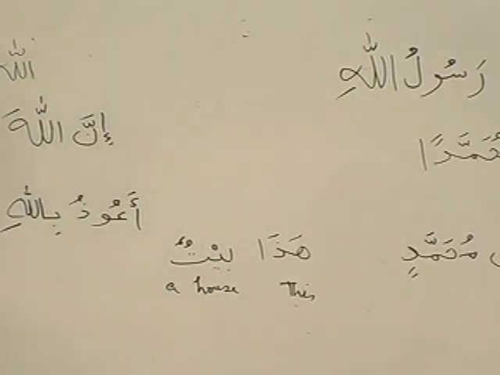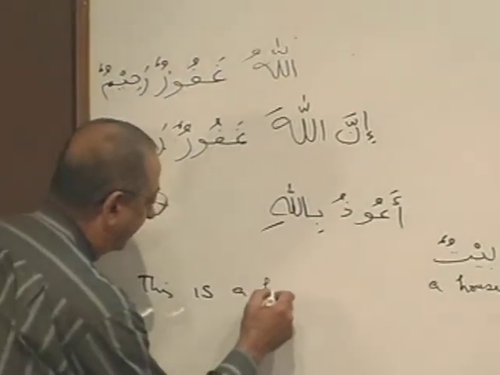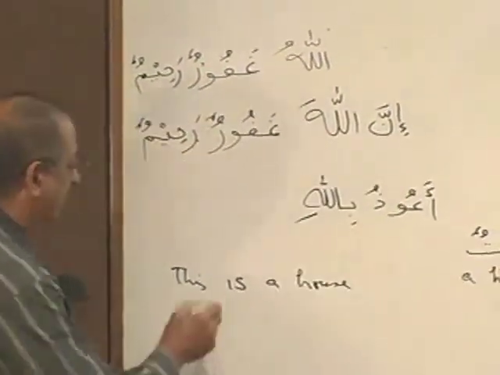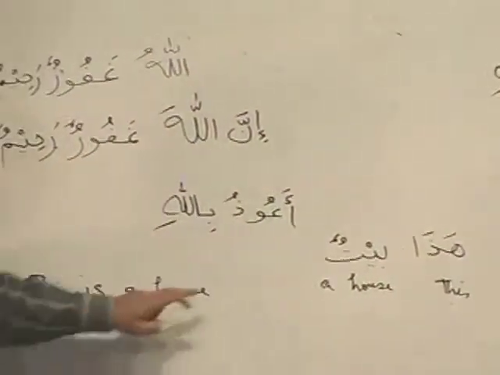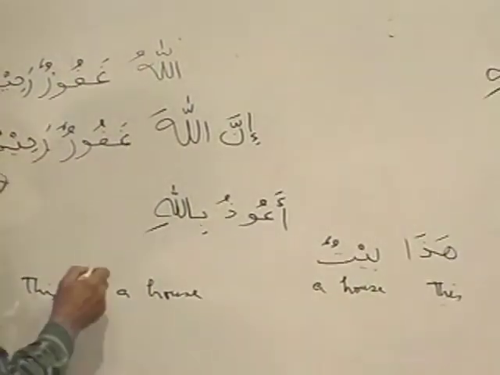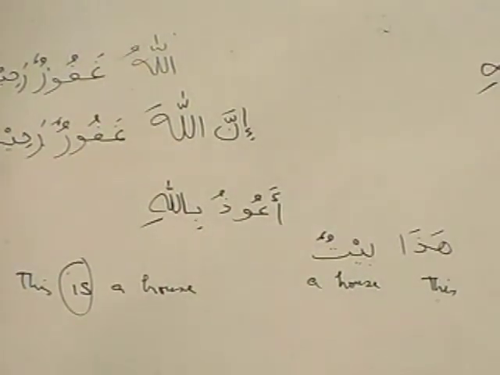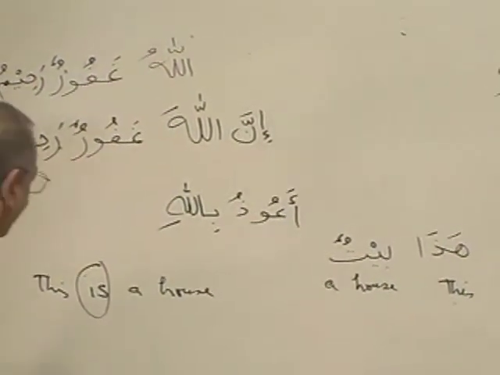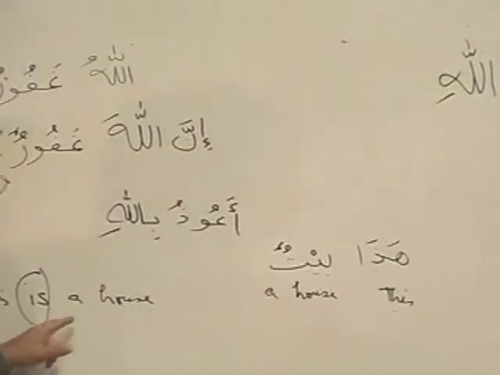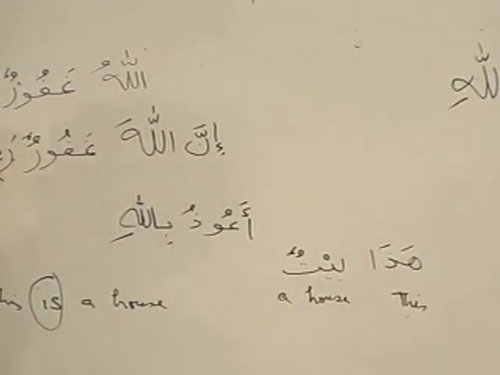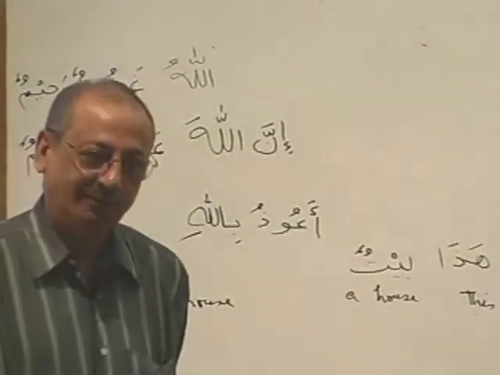But you said in English that this is a house. I see this here, Haza. I see a house here, Baytun. But I don't see anything similar to is in Arabic. Are you with me when I explain? Brother Muhammad? You say this, which is equal to Hada. And you say a house, Baytun. What about is? So what is? Okay, we go to English grammar.